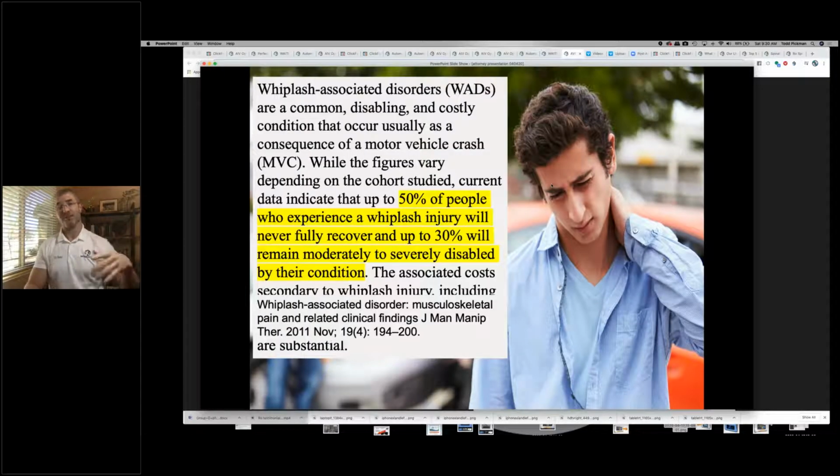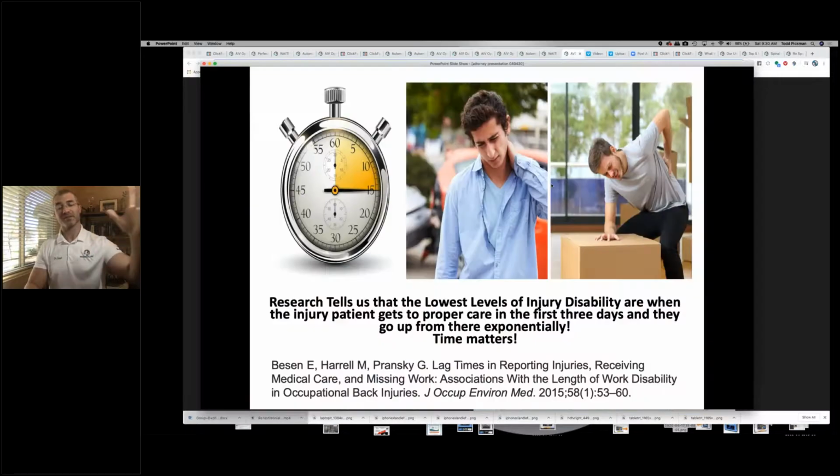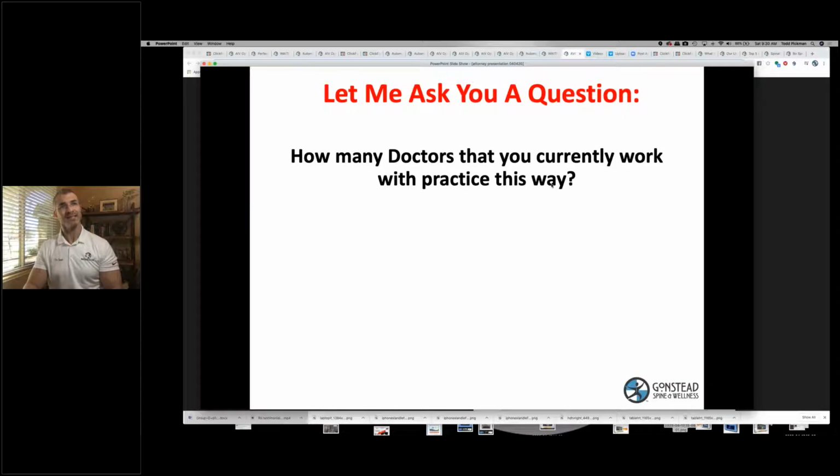So then I just show them a couple other slides here about, I think this stuff happens as far as people are injured and have all these problems long term is because they're not getting the appropriate care, they're not getting properly diagnosed, and they're not getting in quick enough. And then I say, okay, so question now, how many doctors that you currently work with practice this way? And then I just shut up and I let them talk. And most of the time they're like, none, no one, I wish.